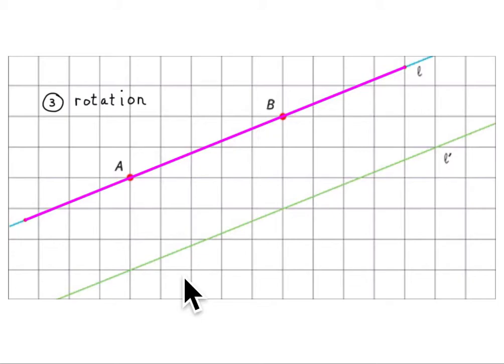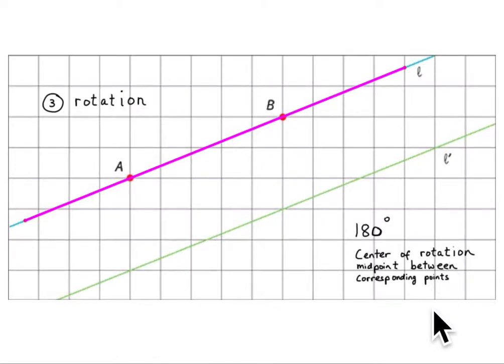All right, so what about a rotation? So you're going to rotate this line 180 degrees, so it ends up over here. So if you rotate a line around the midpoint between its corresponding points 180 degrees, it will end up being a parallel line exactly the equal distance away from the beginning line. All right, so center of rotation is the midpoint between the corresponding points.